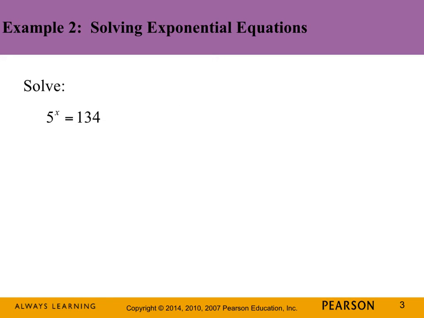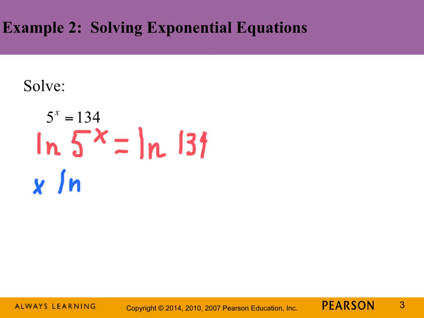So on example 2, we're first asked to solve 5 raised to the x power equals 134. Now I can't rewrite 134 in base 5, and this is not base 10, so I'm not going to use common logarithms. I'm going to use the natural log. Take the natural log of both sides first. The natural log of 5 to the x equals the natural log of 134. The left-hand side can be rewritten as x times the natural log of 5 equals the natural log of 134.